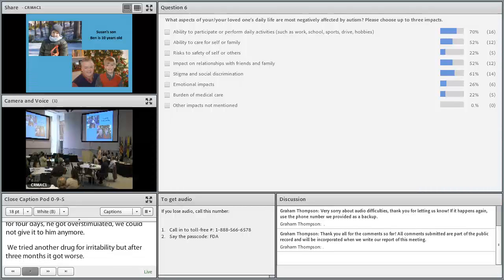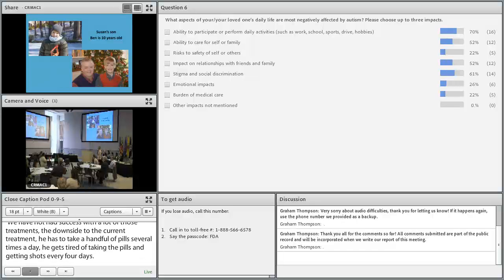The downside to our current treatments is that Ben does have to take a handful of pills several times a day, and if he doesn't, he does regress. So he gets tired of taking the pills and getting shots every 4 days, and it does break my heart when he sometimes chokes because the pills he has to take are so large, because they aren't child-sized pills.